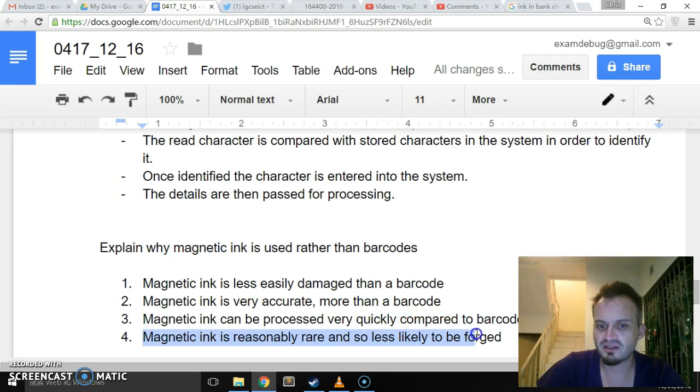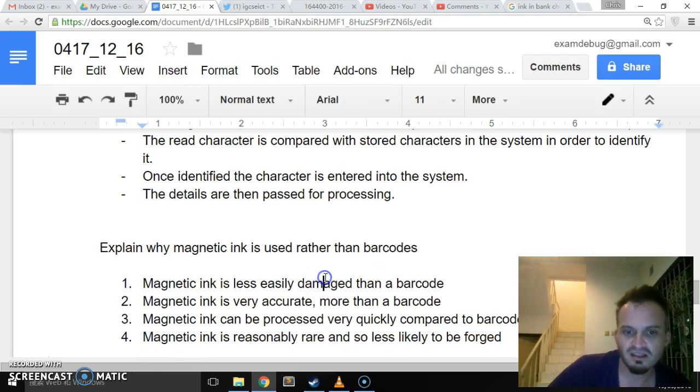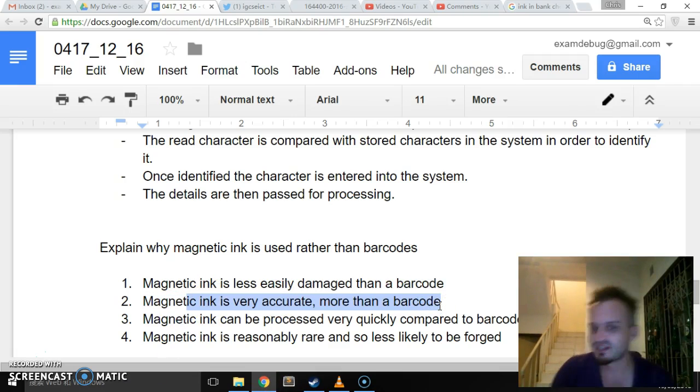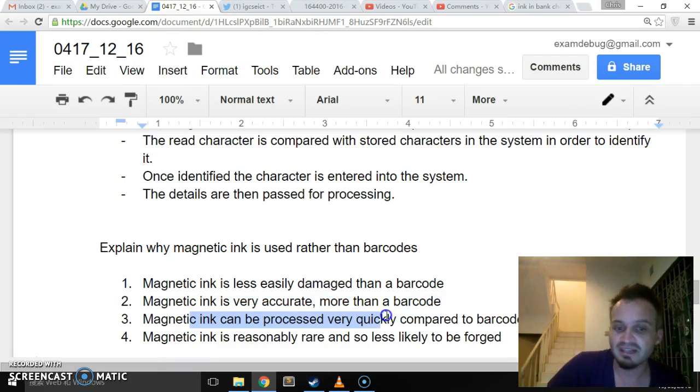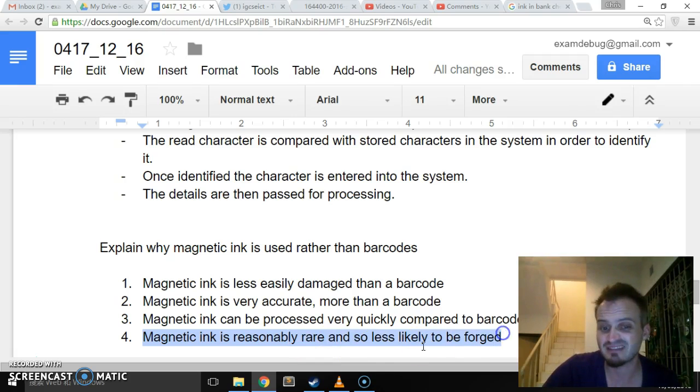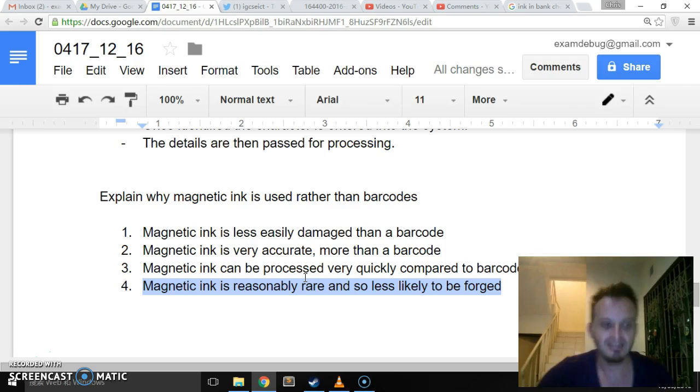Not entirely sure about this one at the end, but you guys can discuss. But I'm pretty sure it's less easily damaged than the barcode, because if you write over it, it's still okay, and it's very accurate. Like 100% of checks work or something like that, I'm told, and it's a robust, tested technology. I suppose barcodes are as well, though. And magnetic ink can be processed very quickly. I remember reading somewhere they can process a huge number of checks in a very short space of time. So probably one of these three would be best. This one, question mark. I would accept it probably myself, but I don't know if it will be on the marking system.